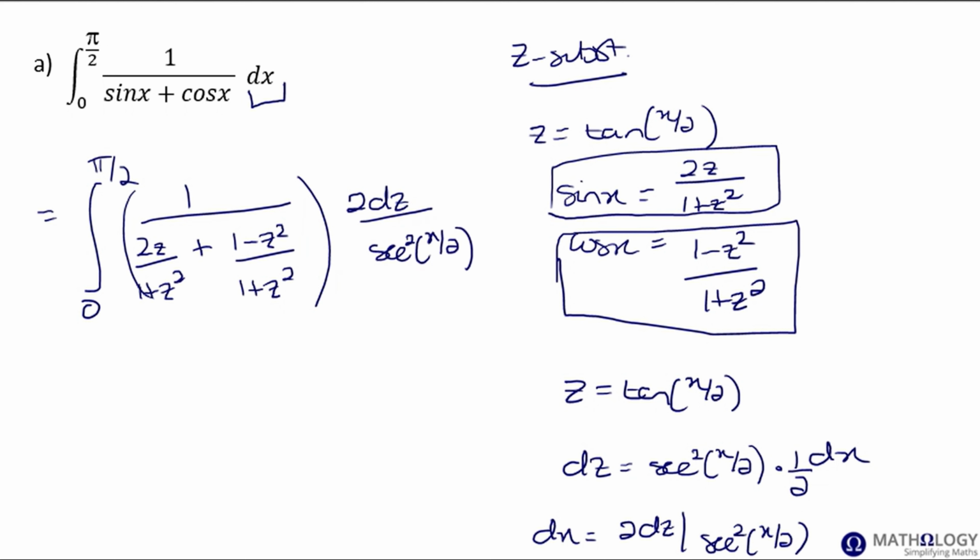We're just going to put the sec squared x over 2 in here for now. We need to find a formula in terms of z for sec squared x over 2. So we go back to that triangle. So tan x over 2 is z over 1.